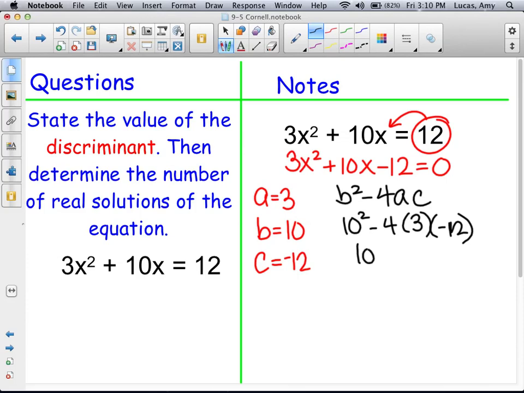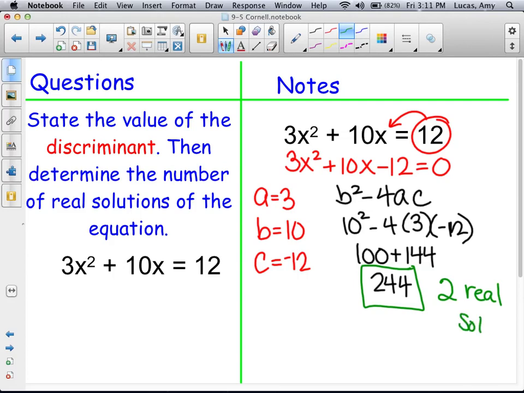10 squared is 100. Negative 4 times 3 times negative 12 is positive 144, because there's a negative on the 4 and on the 12. So 244 is the value of our discriminant. Because that is greater than 0, there are two real solutions.